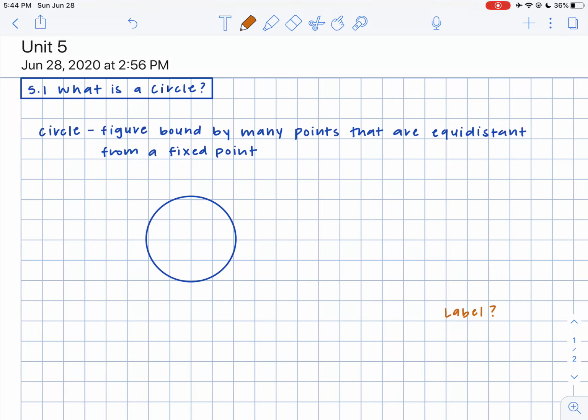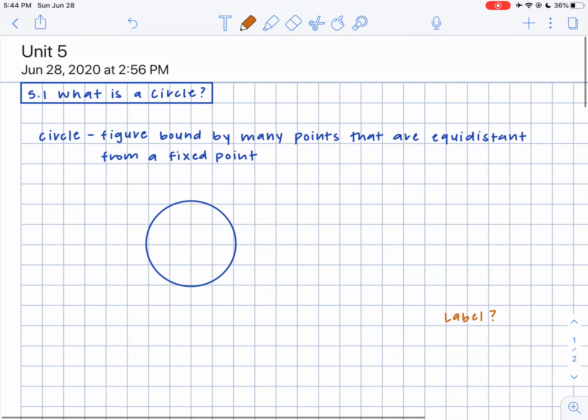Welcome to 5.1, what is a circle? In this lesson, we'll get into circles, its defining characteristics, and the circumference. So by definition, a circle is a figure bound by many points that are equidistant from a fixed point.